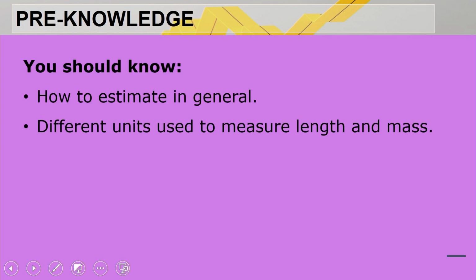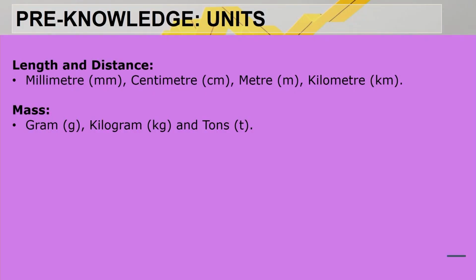Pre-knowledge. You should know how to estimate in general, and then also the different units used to measure length and mass. So the units that you need to know for length and distance are millimeter, centimeter, meter, and kilometer. And then for mass is grams, kilograms, and tons. And please remember the conversion factors as well.